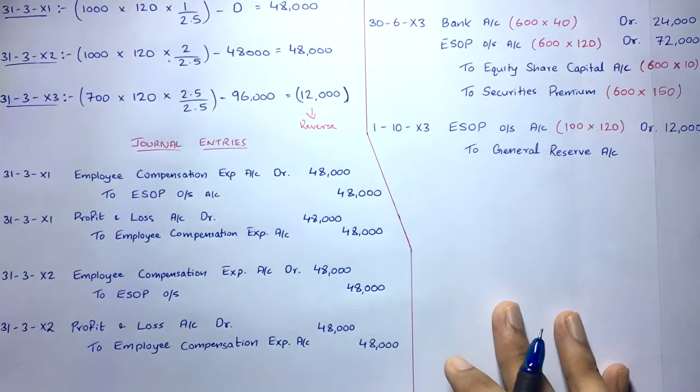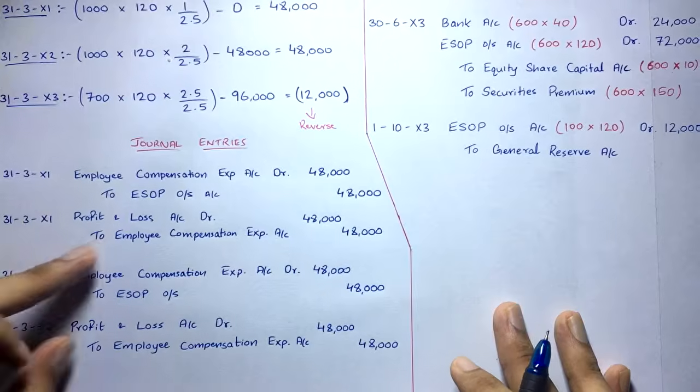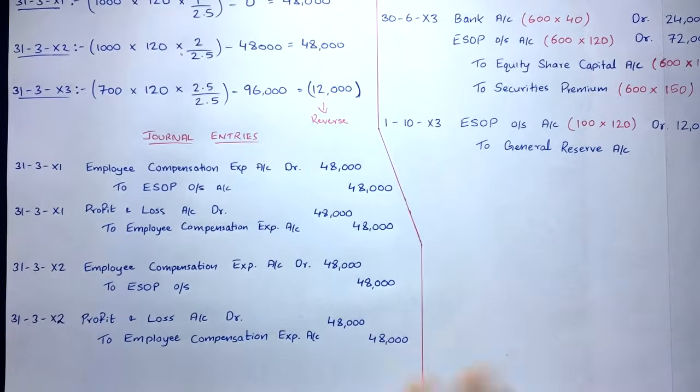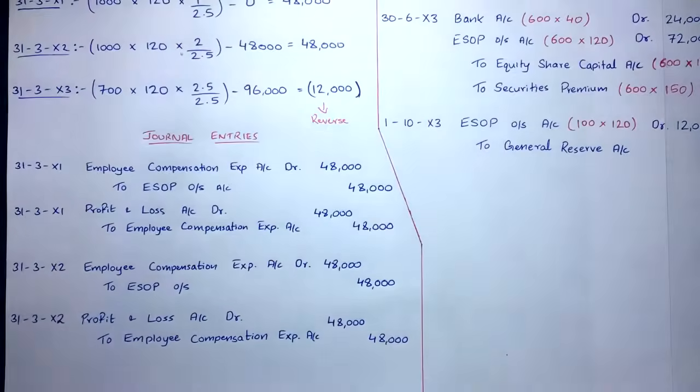Then at the end of the second year, what are you going to do? The same thing. You have to recognize the expense and the liability. The same thing you have to repeat. See here, let me show you how to solve the question. No, that's the accounting treatment.